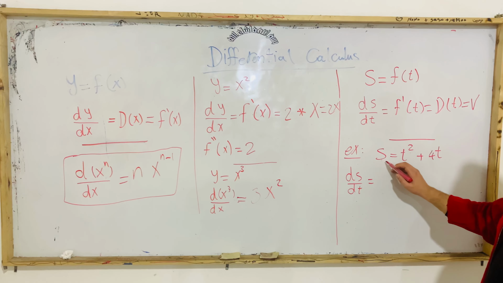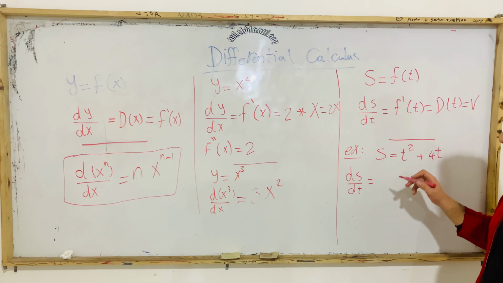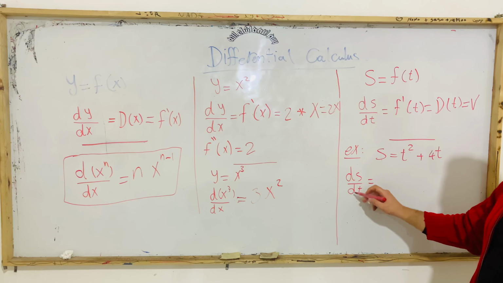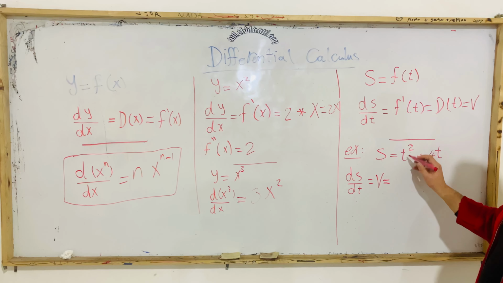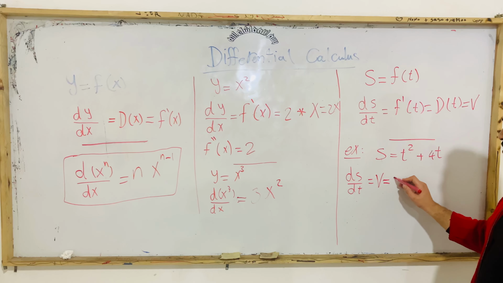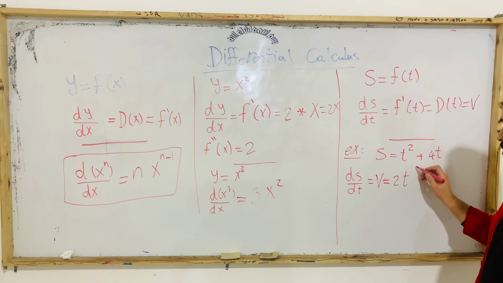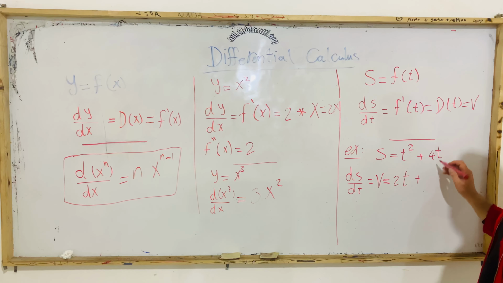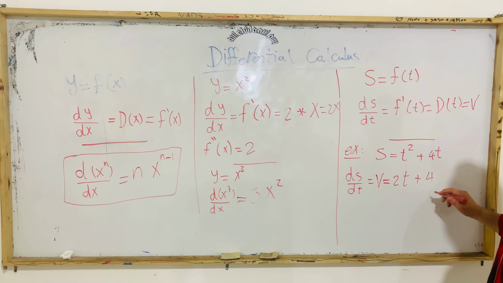So here we have s equals t squared plus 4t. To find the derivative of this function, ds by dt, or we can just say v equals, now we apply the derivative. Here n is 2, so it's going to be 2 times t raised to the power 2 minus 1, which is 1, so it's going to be 2t, plus the derivative of 4t, which is 4 only. This is the velocity. This means velocity.